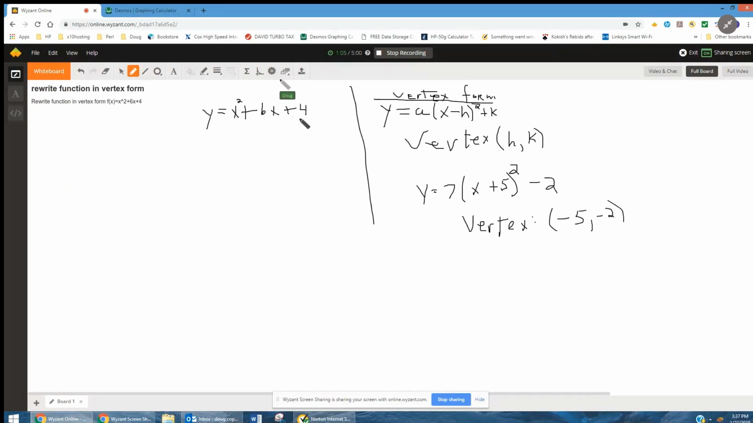Question is, what do you have to do to this function in standard form to get it in vertex form? Well, when the leading coefficient is a 1, it's pretty easy. You have to go through something called completing the square. And one way to visualize this is to kind of separate the constant term out here to the right.